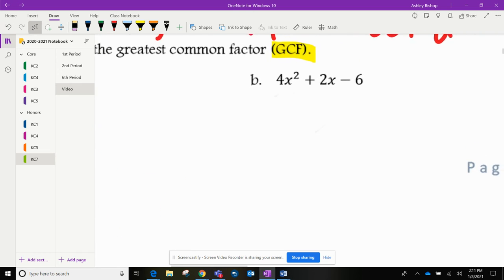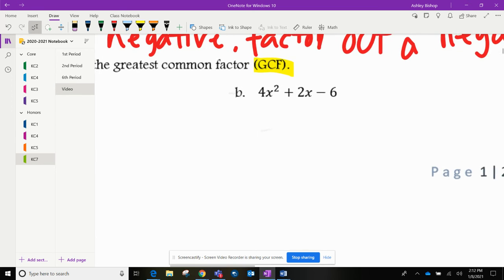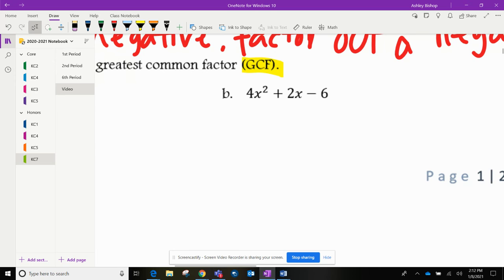The next problem, 4x squared plus 2x minus 6. You're going to follow the same steps. The directions are the same. Factor out a greatest common factor. You want to ask yourself those questions. Is my first term a negative? No, my first number here is not a negative, so I do not need to worry about that.